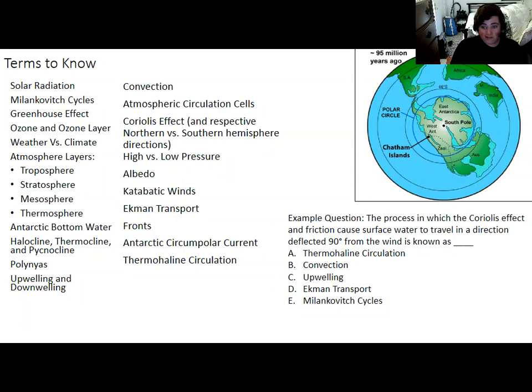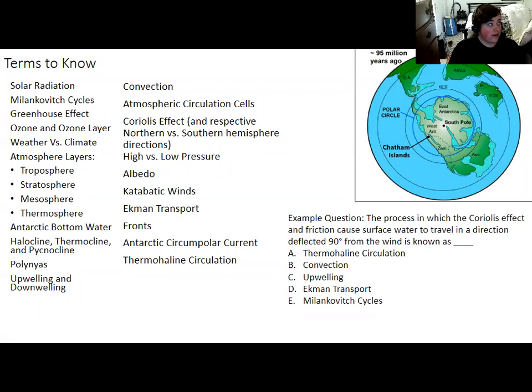And so the example question here is to largely test whether you know what a concept involves. The process in which the Coriolis effect and friction cause surface water to travel in a direction deflected 90 degrees from the wind is known as A, thermohaline circulation, B, convection, C, upwelling, D, Ekman transport, or E, Milankovitch cycles. And notice surface water. And yes, the answer is D.